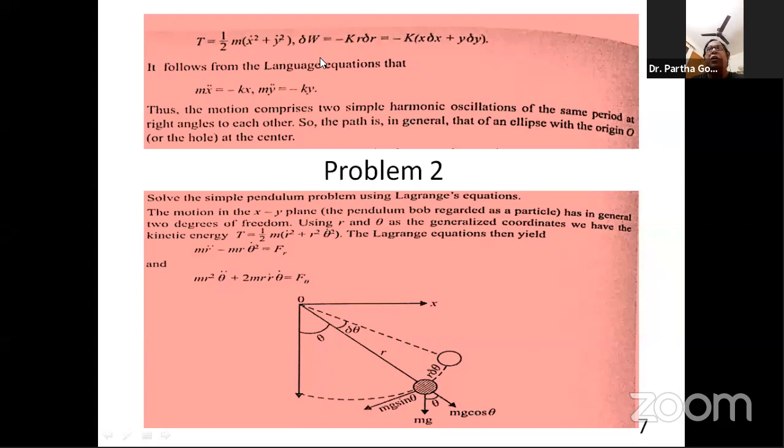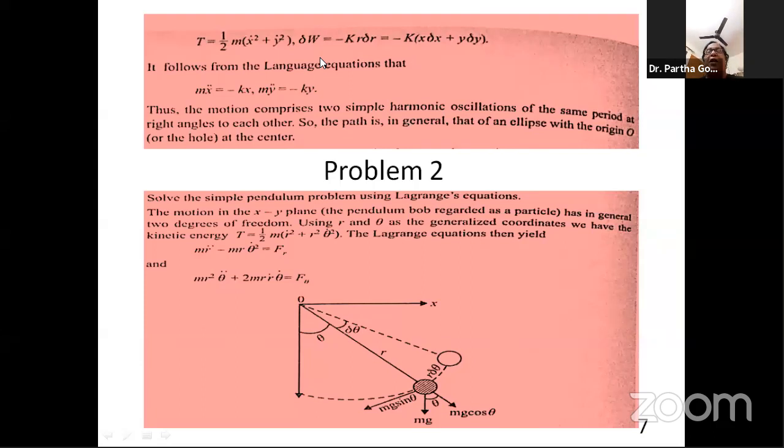Second is get the L, that is kinetic energy minus potential energy. Get the Lagrangian L, which is kinetic energy minus potential energy, in terms of the generalized coordinates. So the first two steps are clear.